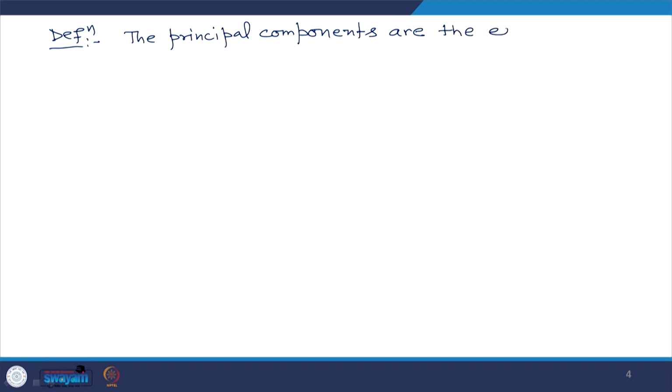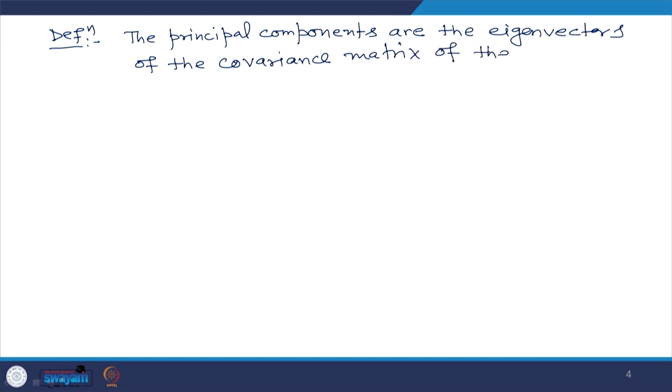Now, another definition: the principal components are the eigenvectors of the covariance matrix of the data.